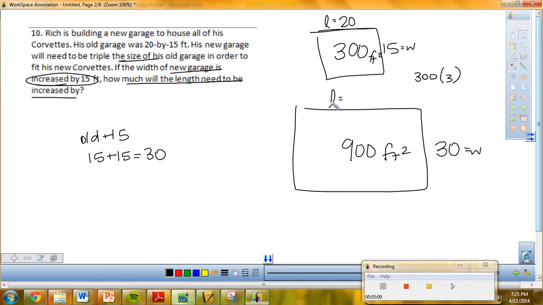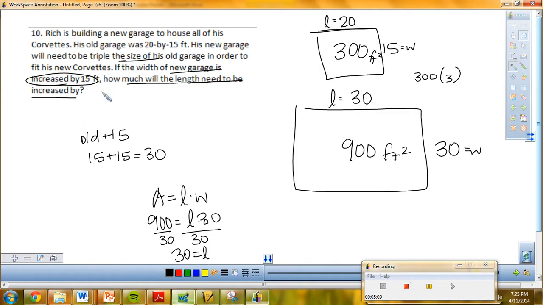How do I find the length? Well, I know that area of a rectangle is length times width. I know that the new garage is 900. I don't know what the length is, but I know that the width is 30. So I need to divide by 30 on both sides. And that means that my new length is 30.